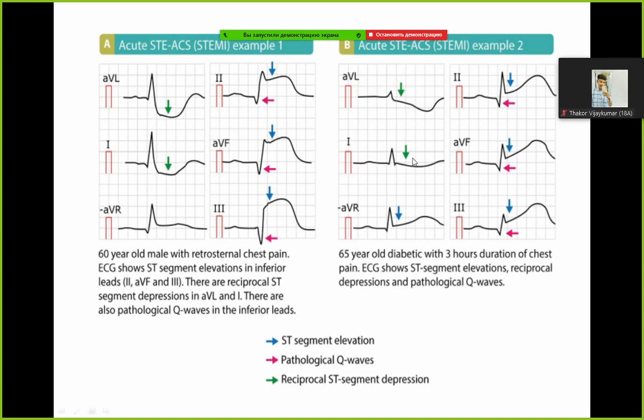Next example, the second example: 65 years old diabetic with 3 hours duration of chest pain, and ECG shows also ST segment elevation in the third, aVF and second standard leads, and reciprocal depressions in the aVL, first standard lead, and presence of pathological Q waves.